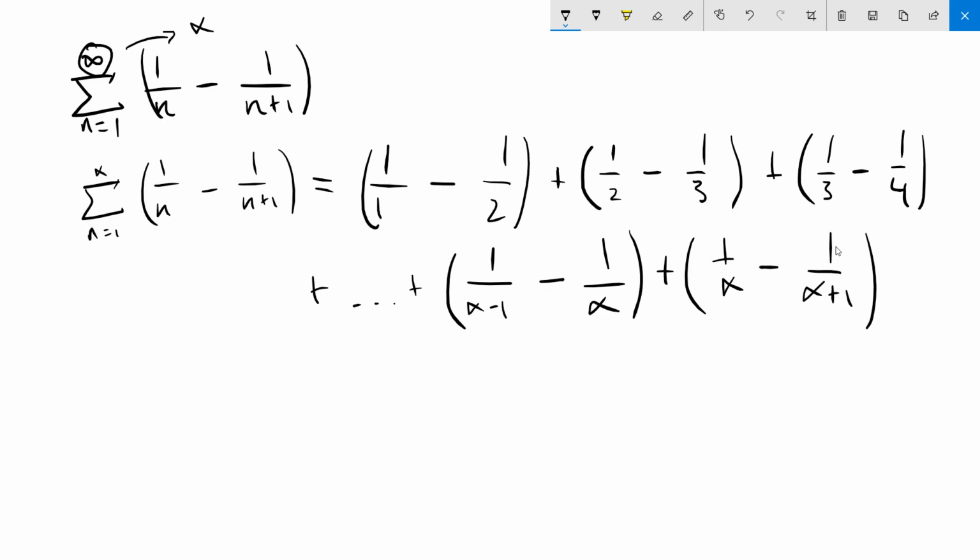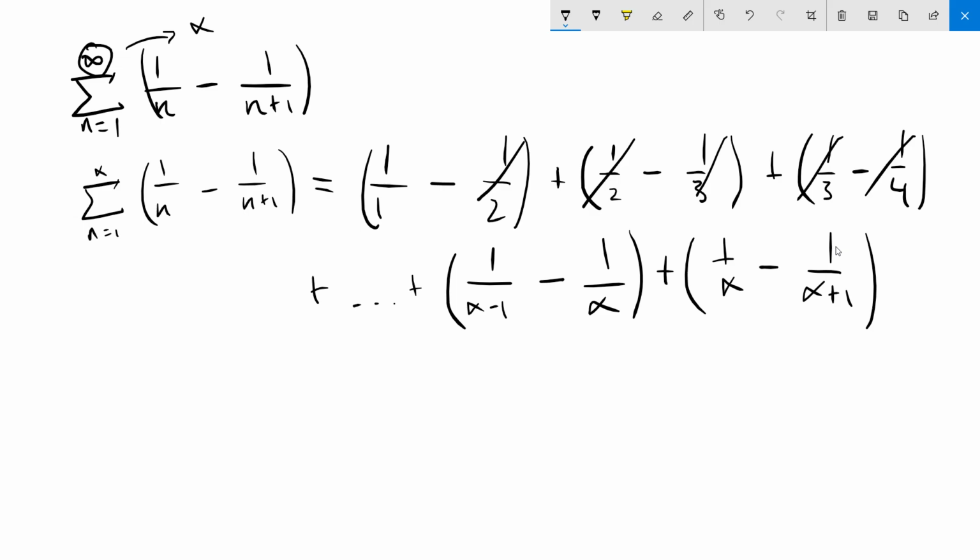This is almost exactly what we have in our general case. I'm not going to rearrange all these parentheses because it's not really necessary here, since all we're doing is adding. But I am going to cancel out all these inner terms. The 1/2 and the minus 1/2 cancel. The minus 1/3 and the 1/3 cancel.